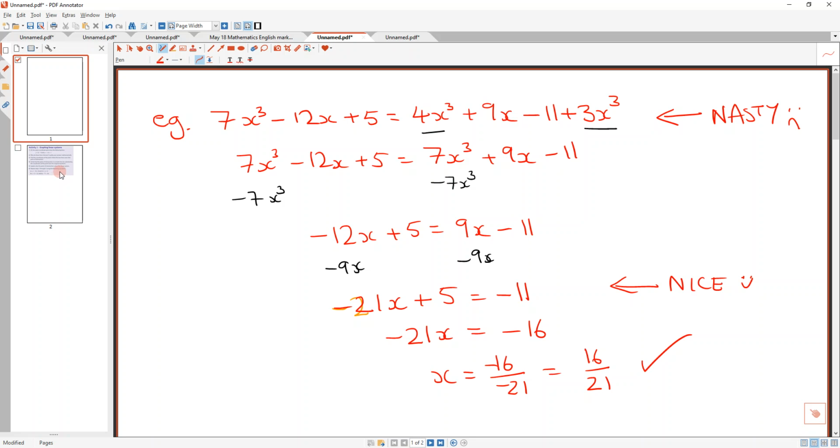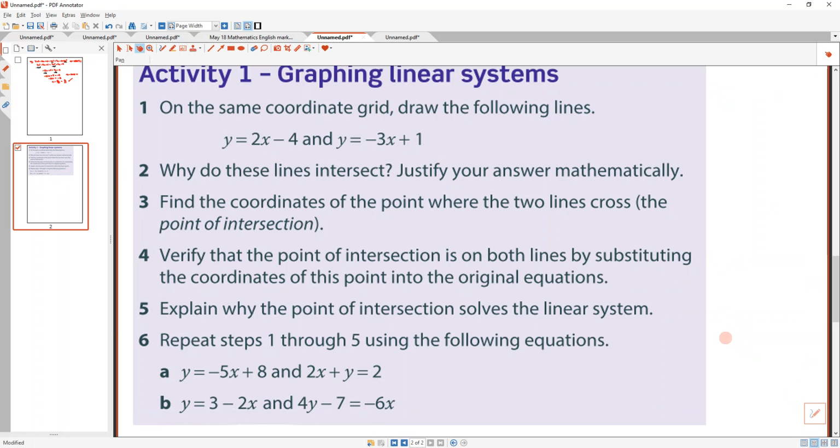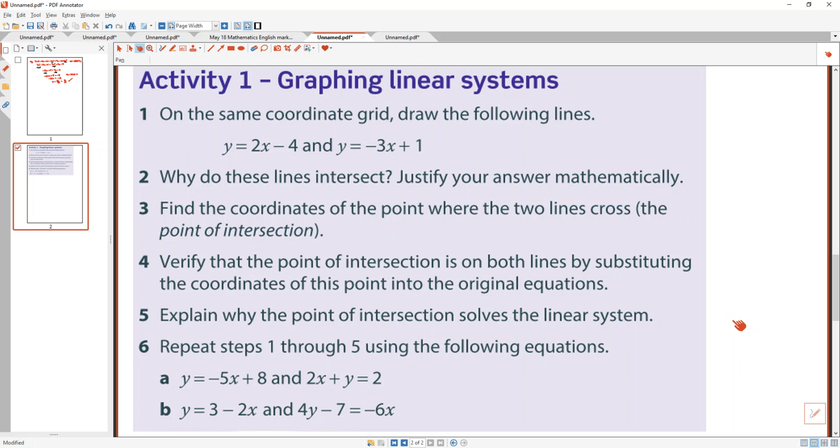Right, we're going to have a look at the following. I have this printed out for you, so you don't need to write it down. Do not write it down. I have it. You're going to work through this.